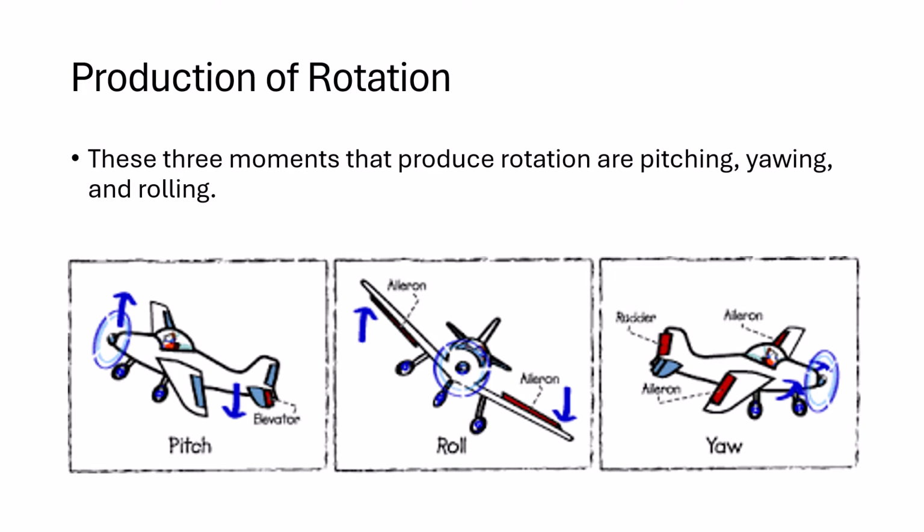So for pitch, for example, if we wanted to produce a counterclockwise rotation about that pitch axis, which goes right through the center of this plane, kind of coming out of the screen towards you, the elevator would deflect upwards like this. As the airflow hits it, it produces a lift force which tilts the back of the plane down, the front of the plane up, as we see in these two arrows here. And that produces a counterclockwise rotation about that pitch axis, okay?